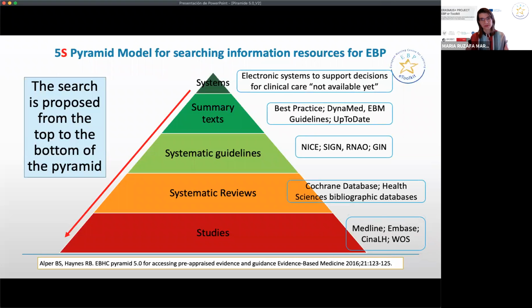So please learn about the most common and useful resources and databases and start your search.